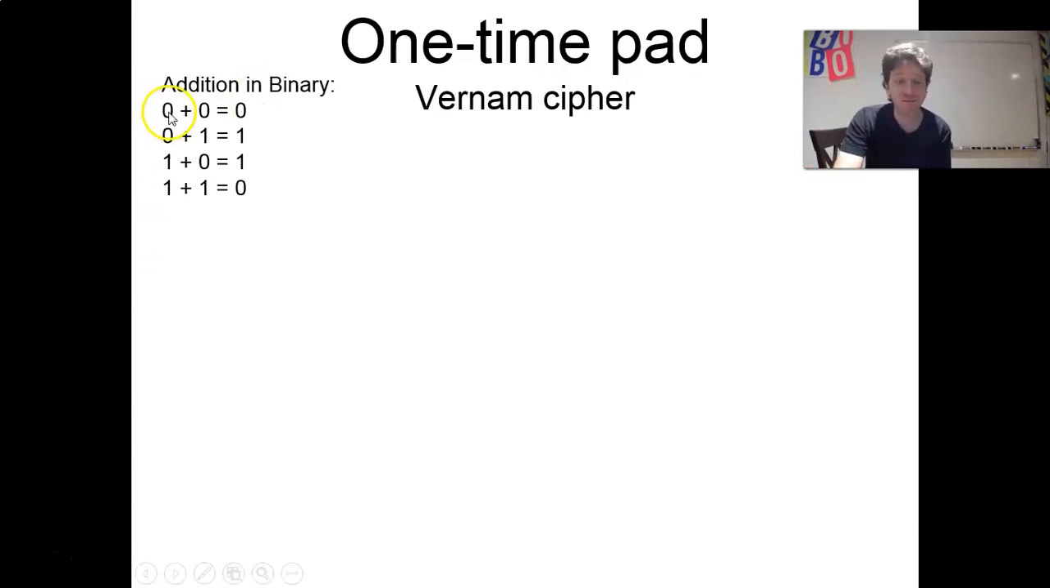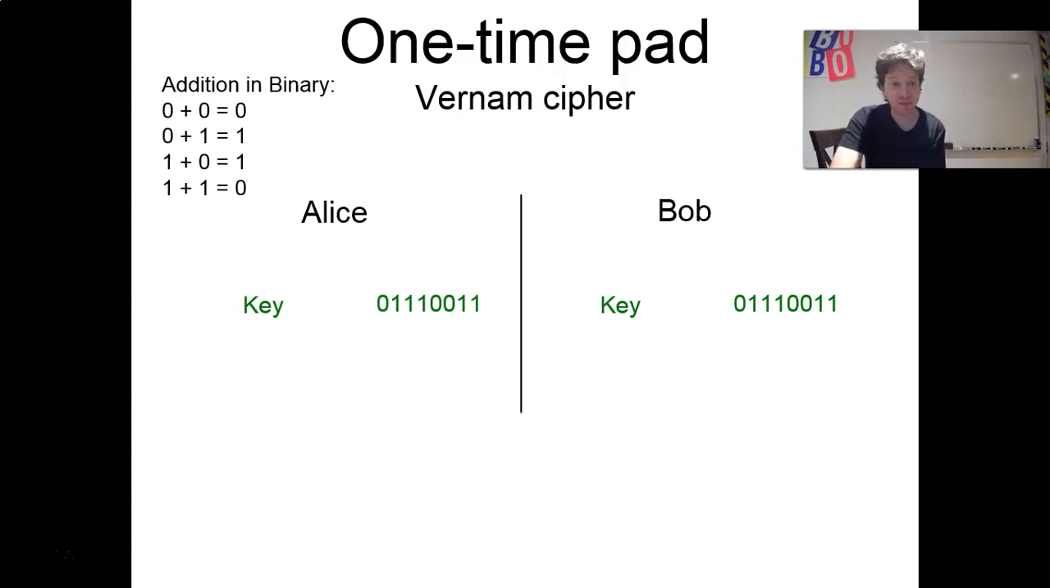And so we have 0 plus 0 is 0. 0 plus 1 is 1. 1 plus 0 is 1. But then also 1 plus 1 is 0. Remember, there's no 2. We only have the numbers 0 and 1. So they have a key, and the key is the same for both of them. For example, let's take this key.